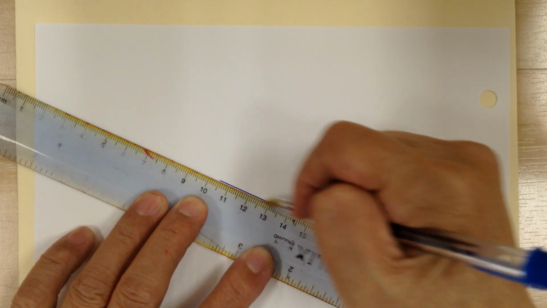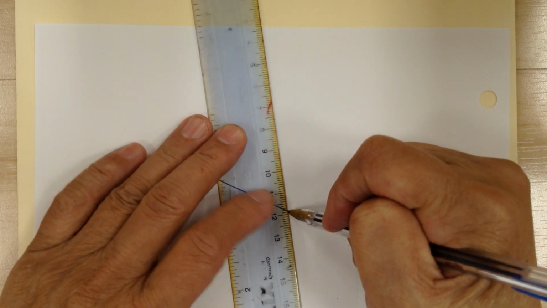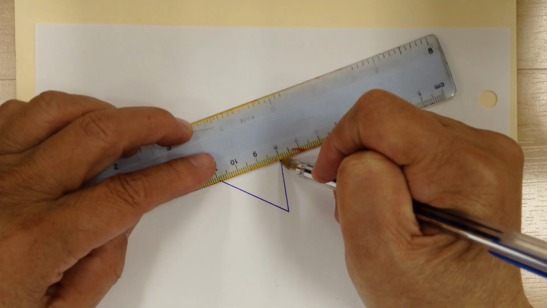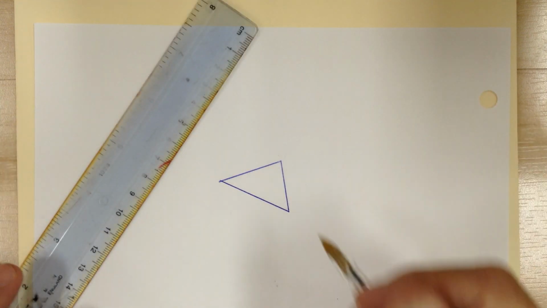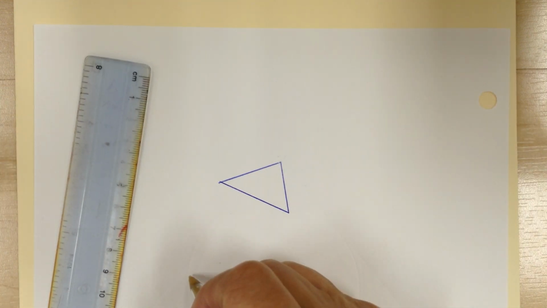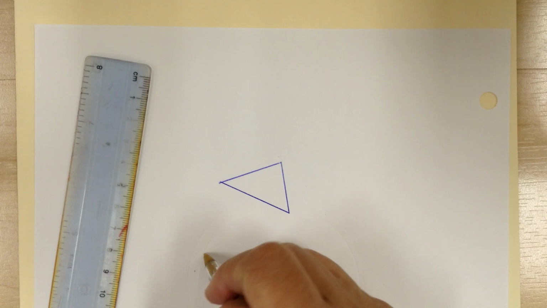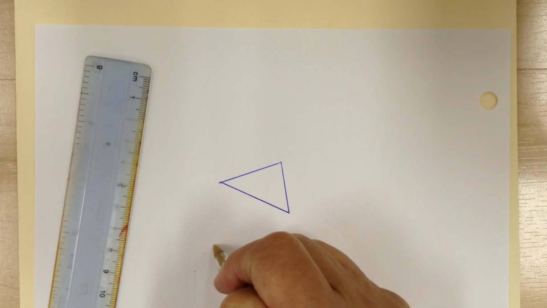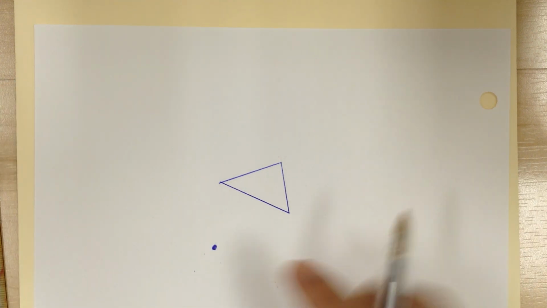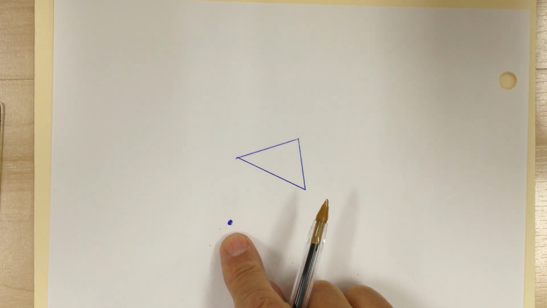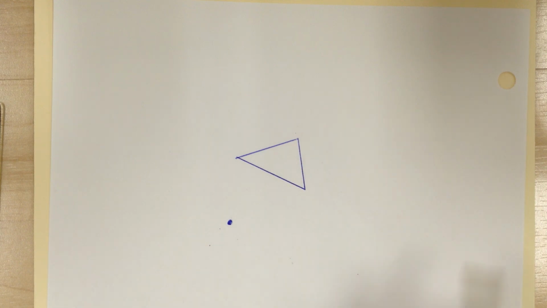Okay. So again, if you start with a random triangle, any shape, and let's go ahead and make this the center. I'm going to put a point right over here. So this is your center of the transformation. So first we're going to do enlargement. We're going to make this twice as big.